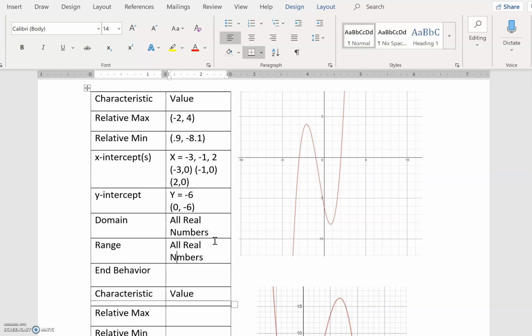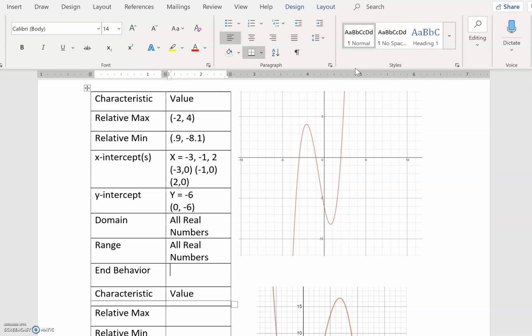And again, you could do the negative infinity to infinity. End behavior. We're going to talk about what this graph is doing on the left side of the graph and what this graph is doing on the right side of the graph. So on the left side of the graph, it's going down, and on the right side, it's going up. So when our x values are getting smaller, our y values are also getting smaller. And when our x values are getting bigger, our y values are also getting bigger.